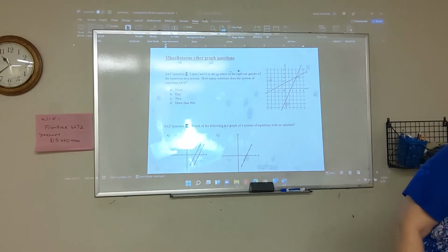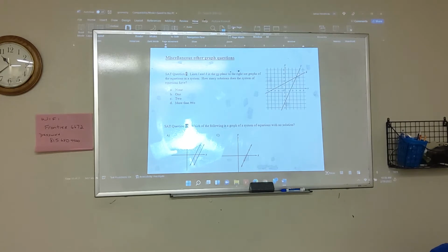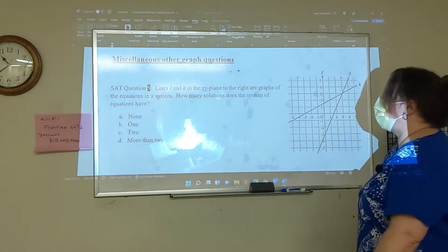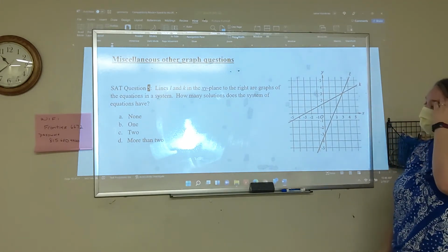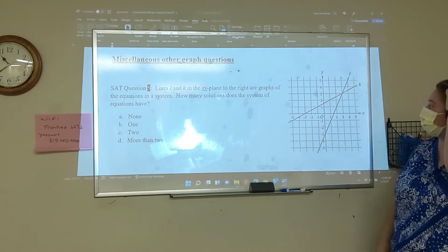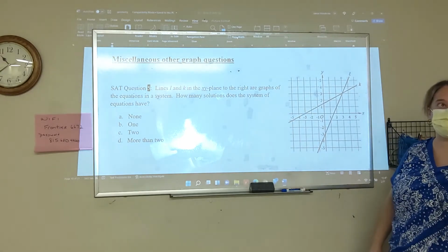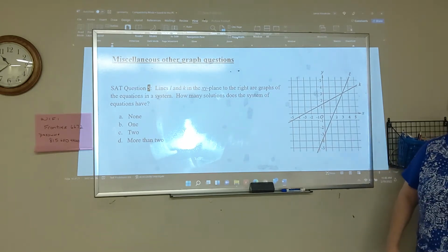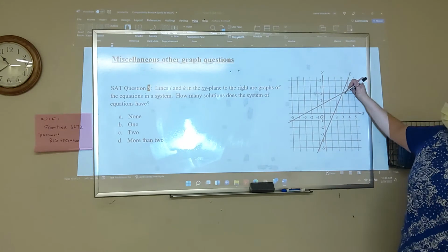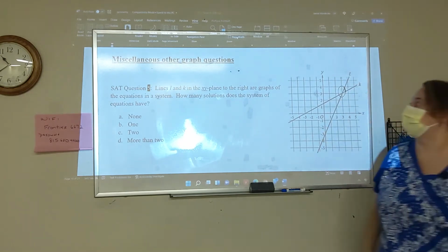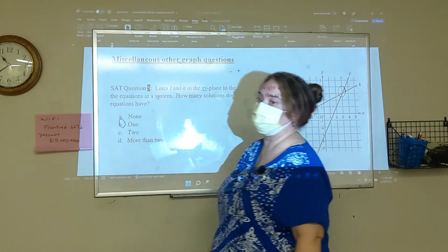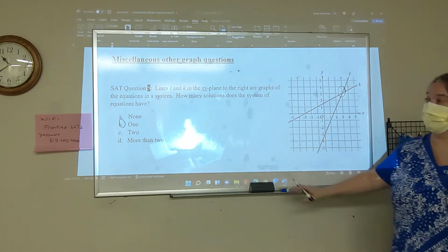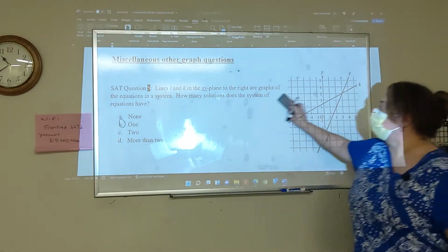Lines L and K in the xy plane to the right are graphs of equations in a system. How many solutions does the system of equations have? So the number of solutions is just the number of intersection points. That's it. These two lines only intersect in one point, and it's right there. So there's only one solution. You're just looking for the number of intersections. That's all this is, so don't make that difficult. Easy peasy.